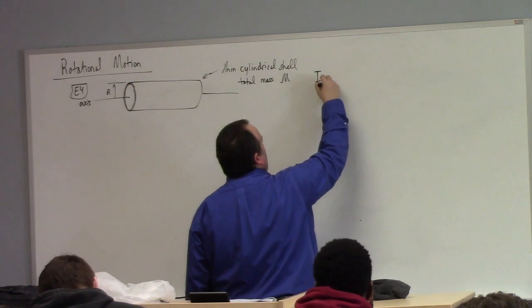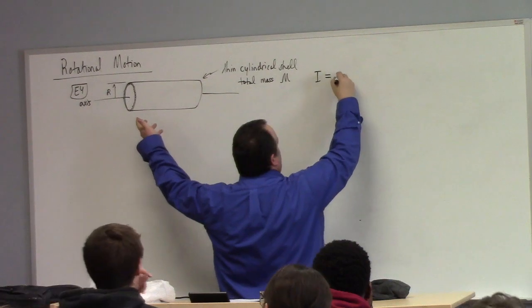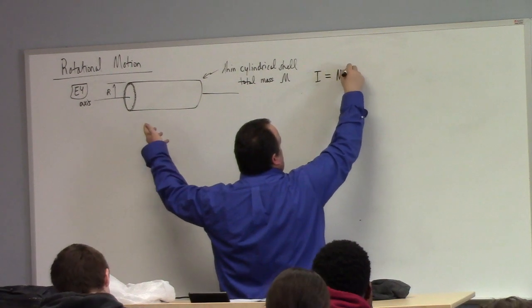I would just be what? It's all distance r from the rotation axis, so the answer is just mr squared in this situation.